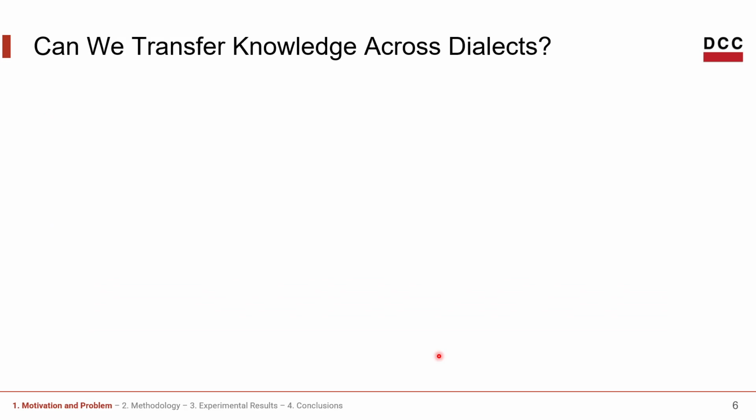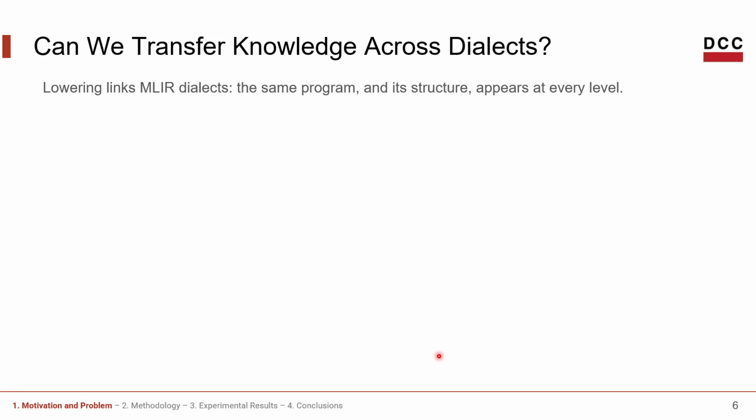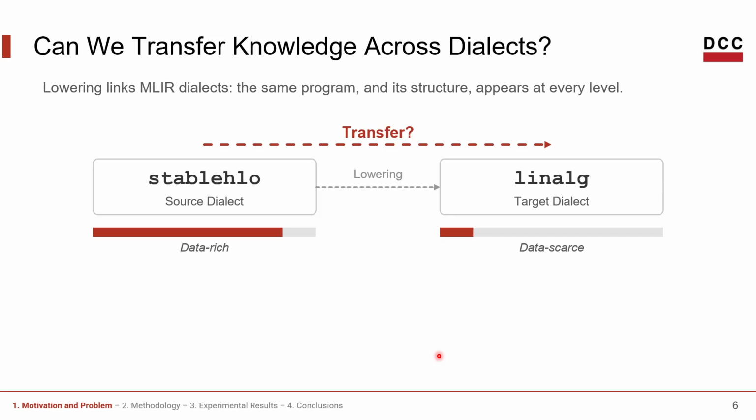And that's where the idea behind my thesis comes from. Given that the lowering pipeline between MLIR dialects represent the same program and they share a similar structure, would it be possible to transfer the knowledge from a source dialect that has a lot of available data to a target dialect that doesn't have as much data?